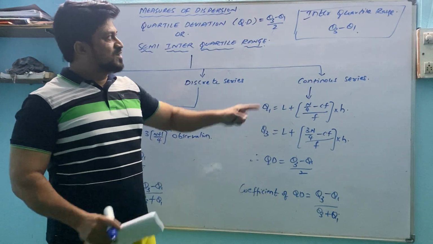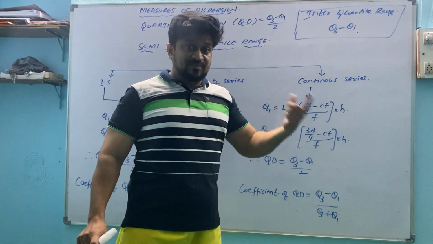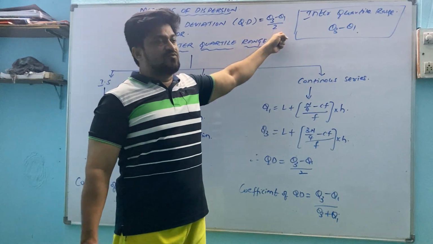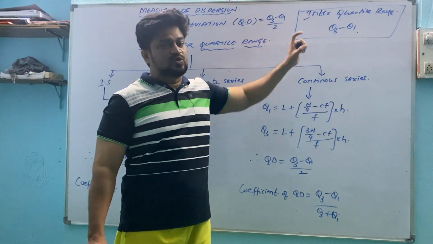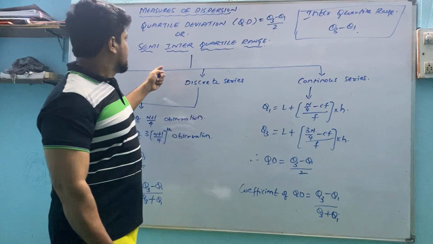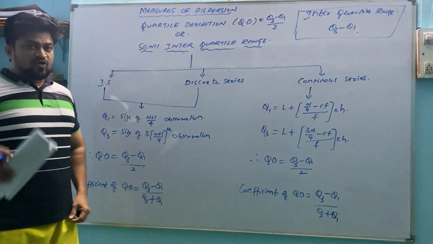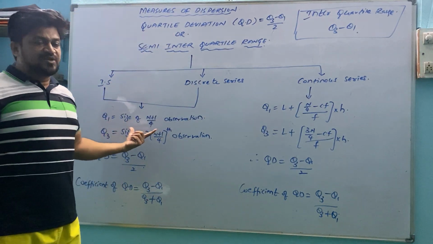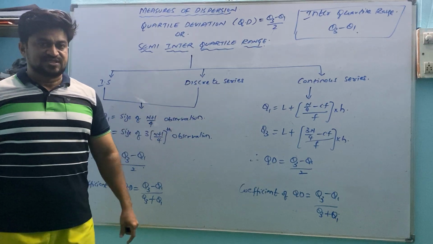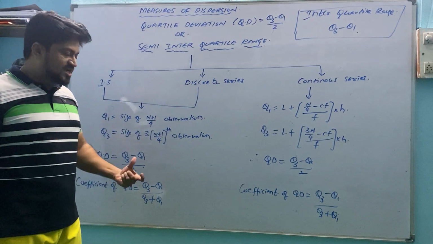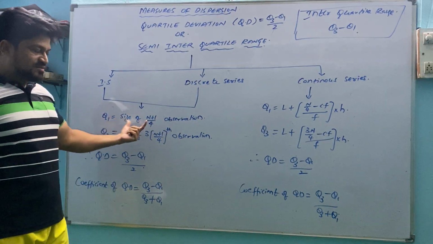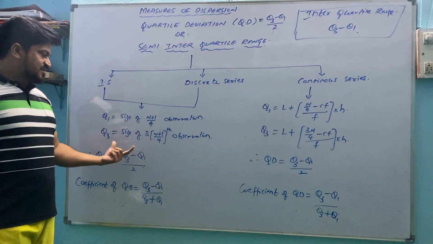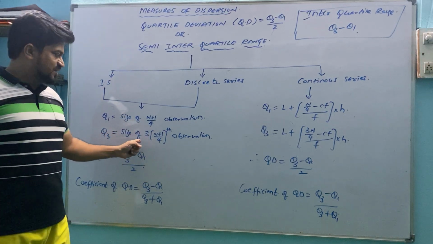Only Q3 minus Q1 is interquartile range. Semi-interquartile range is Q3 minus Q1 by 2. We are taking half, that's why it is known as semi-interquartile range. For quartile deviation, you have to recall what we did in previous classes in measures of central tendency, that you need to recall Q1 and Q3. If you have not revised this, I am going to explain those things again.